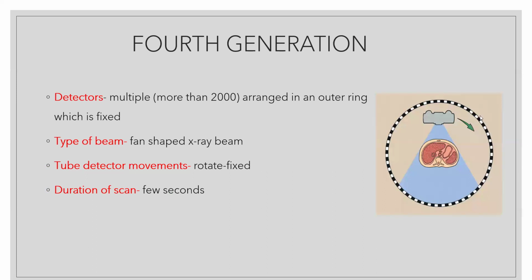Coming to the fourth generation, it has more than 2000 detectors arranged in an outer ring. This is fixed and cannot move. So this is fixed and rotate, meaning the tube alone rotates and the detector is fixed. Here also the beam of radiation which we use is a wide fan beam X-ray, and the duration of scan is very few seconds. The only drawback of this is more radiation dose to the patient.